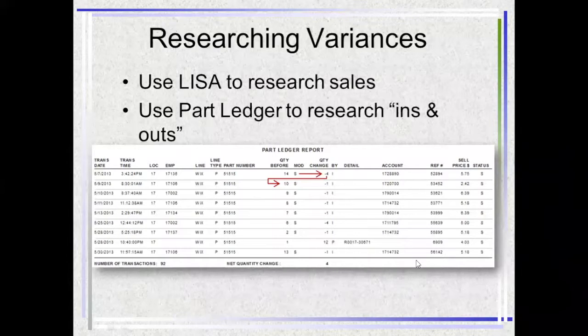Once done counting the inventory, we have to research any variances. Use the Lisa transaction report to research sales. Was there product sold after the count sheet was printed, but before the shelf was counted? We can use the Patty report to research any receiving or return errors. Was there product received during the time the cycle count was going on and put away on the shelf before the shelf got counted? We can use the parts ledger report to research sales, returns, receiving, and return POs.